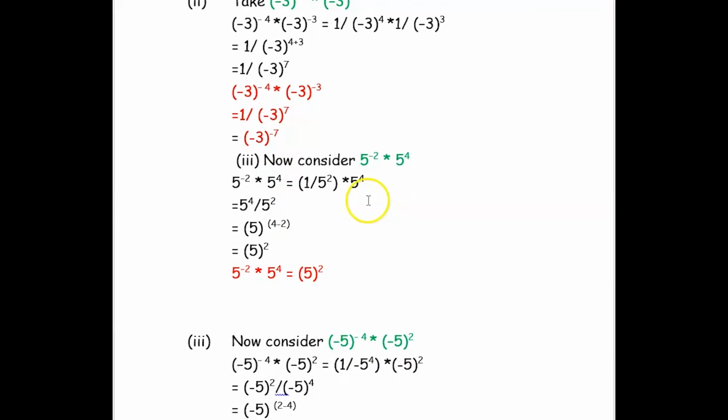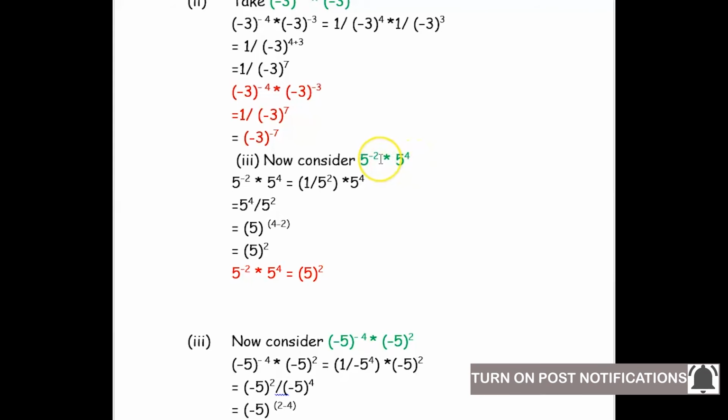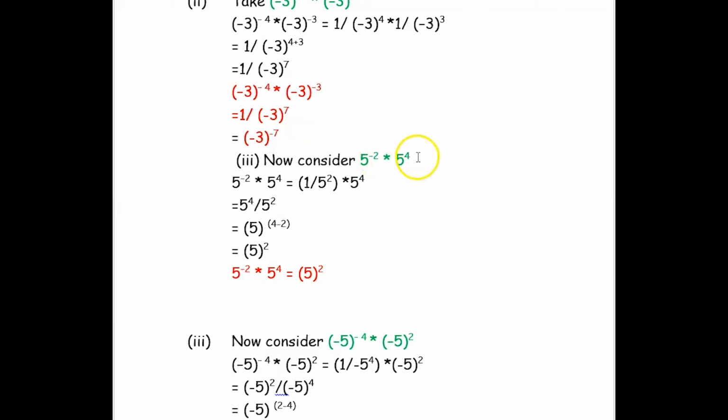Next, consider 5 raised to the power of negative 2 into 5 raised to the power of positive 4. Here one exponent is positive and the other exponent is negative. So 5 raised to the power negative 2 can be written as 1 divided by 5 raised to the power of 2, into 5 raised to the power of 4. So 5 raised to the power of 4 divided by 5 raised to the power of 2. If it is in division, we have to do subtraction. We have learnt it. So the base 5 is the same, so 5 raised to the power of 4 minus 2.